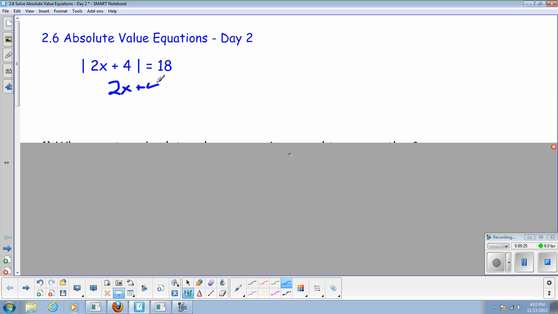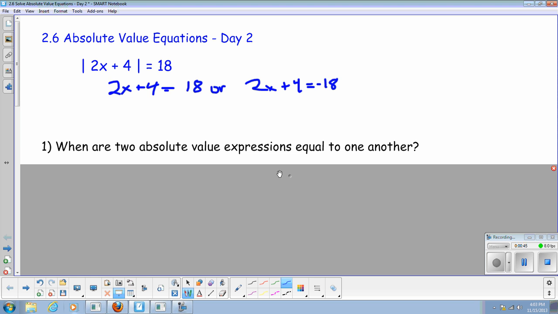We said 2x plus 4 equals 18, or 2x plus 4 equals negative 18. All right, so then we solved each equation from there and we checked our solutions. Well, today we add something else to that. When are two absolute value expressions equal to one another?